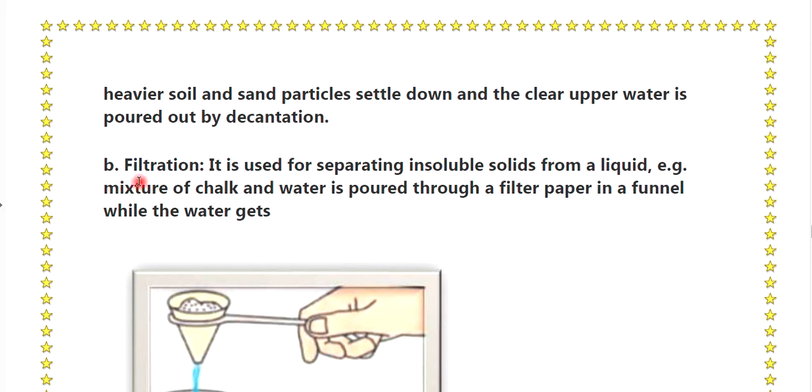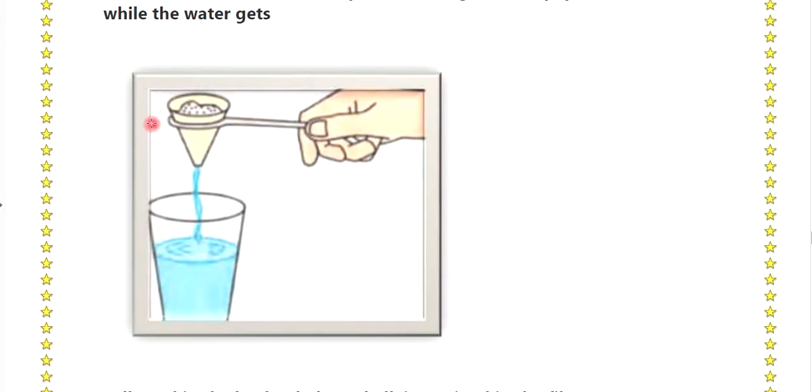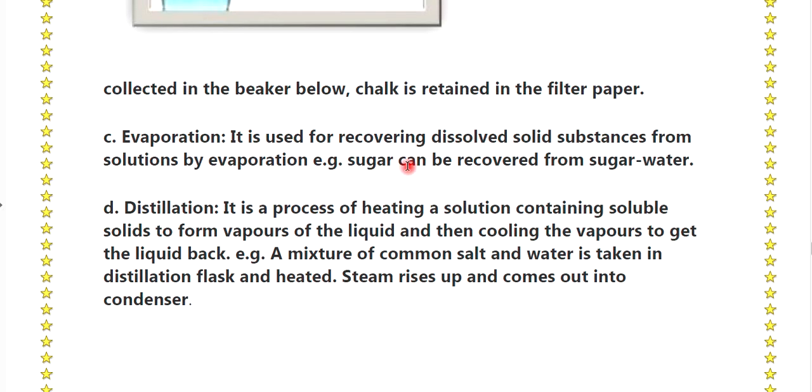Okay. B is filtration. It is used for separating an insoluble solid from a liquid. Example, a mixture of chalk and water is poured through a filter paper in a funnel while water gets collected in a beaker below, and chalk is left in the filter paper. Okay, this is the diagram of the filtration process.